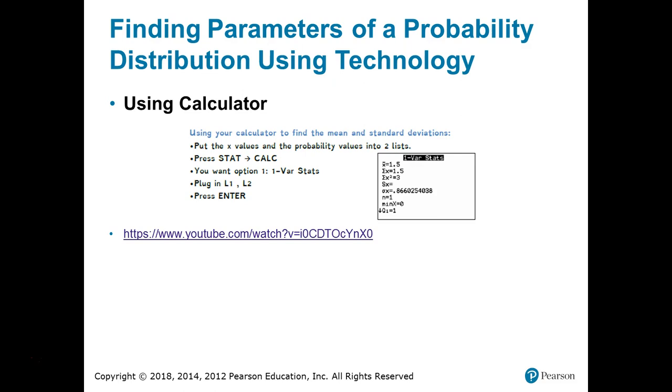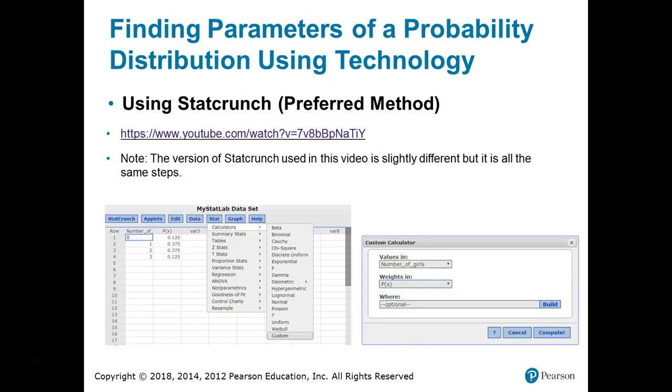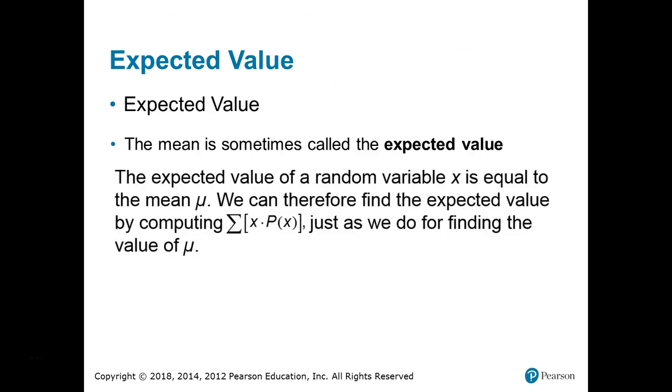I am giving you the step-by-step instructions, and here's a YouTube video which will walk you right through getting a probability distribution's parameters using the TI-84, and then again using StatCrunch. Very simple instructions. Just watch that YouTube video. It's very quick, and then you'll be able to get the parameters as well.